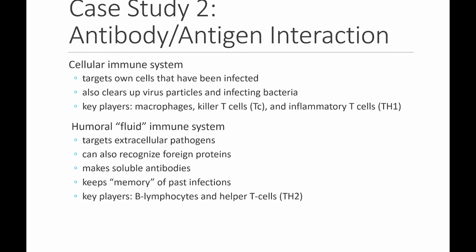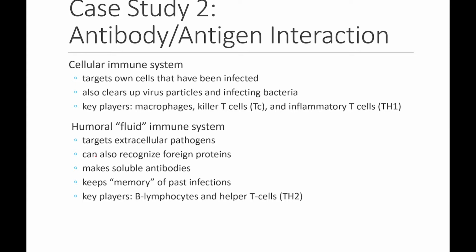So, in the case where you have some unit infecting the actual cells of that organism, the cellular immune system is still used. The key components of an organism that act in the cellular immune system are macrophages and killer T cells, which we'll abbreviate as TC, and also some types of inflammatory T cells. So mostly T cells, as you can see, and macrophages.